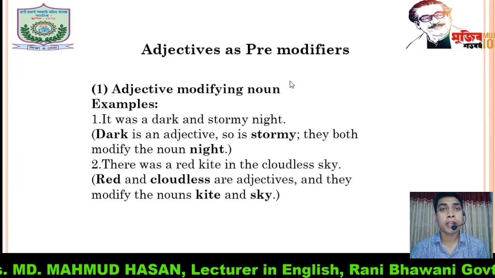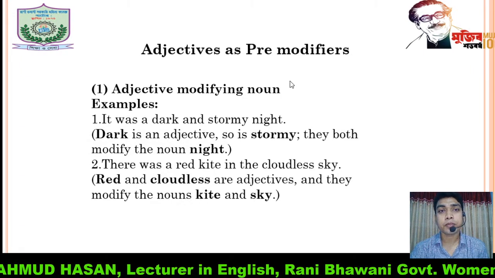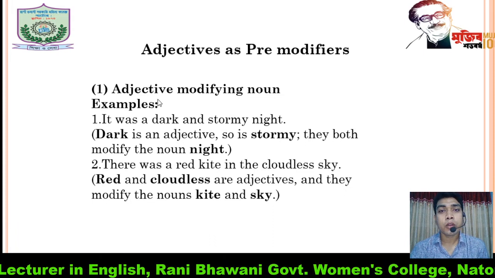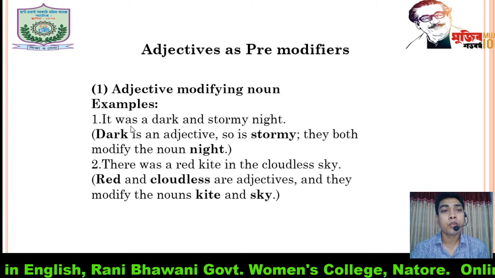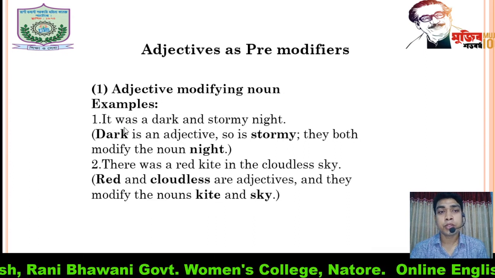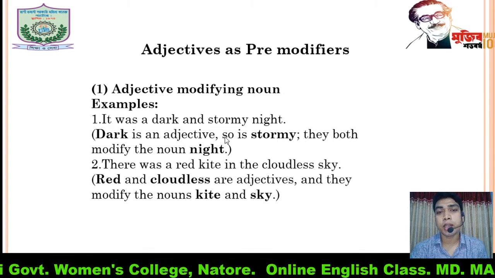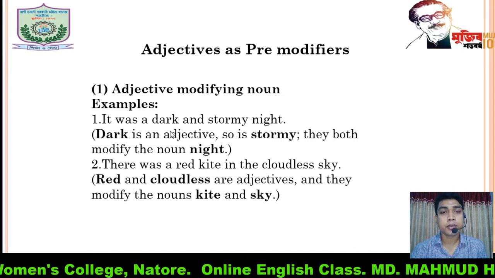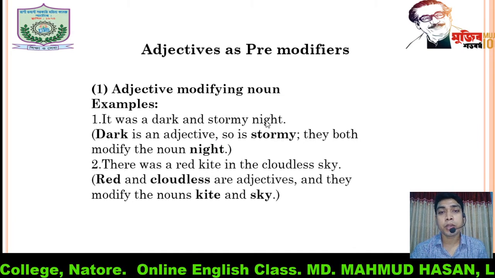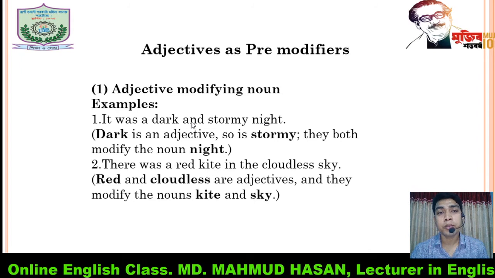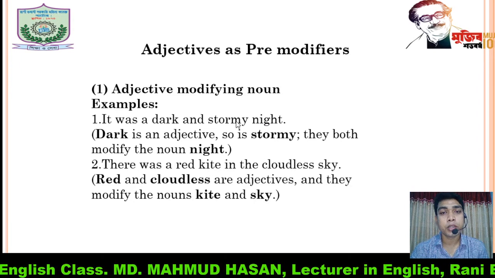Adjectives as premodifiers. Here, adjective modifying noun. An example is written for you. It was a dark and stormy night. Dark and stormy night. Night is a noun, and before the noun we have used dark and stormy.